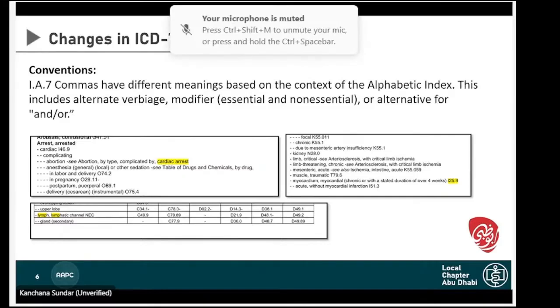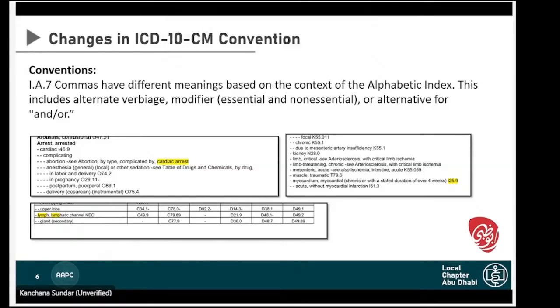And you will all definitely agree with me that conventions have a huge impact on our code selection, which may lead us to an entirely different code if we are missing the conventions. To give you a little more information with an example on these commas, let's look at how they are used in the alphabetic index.